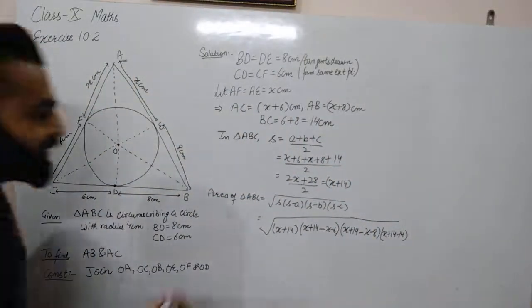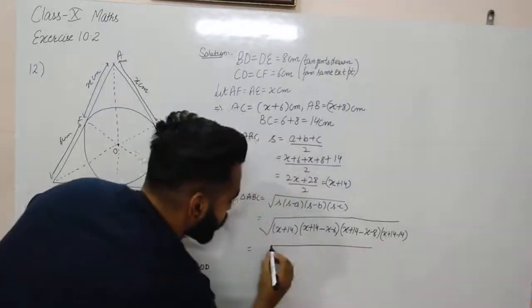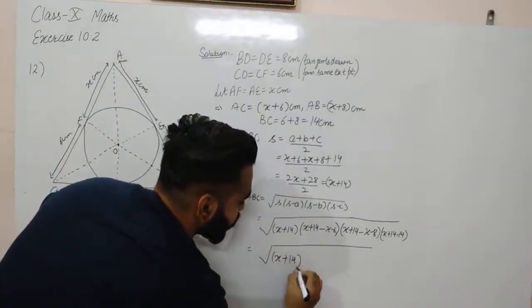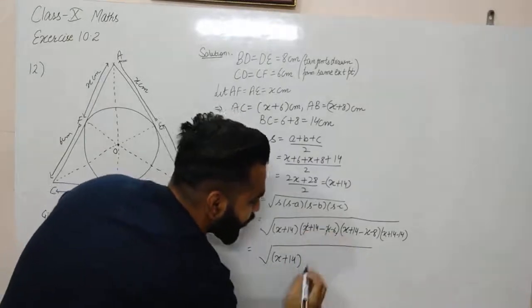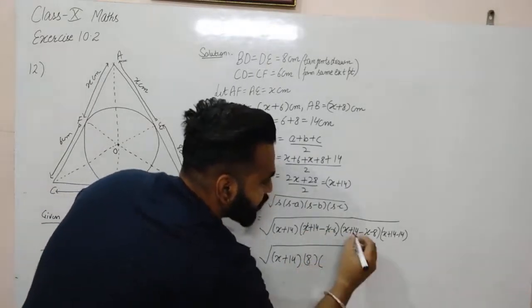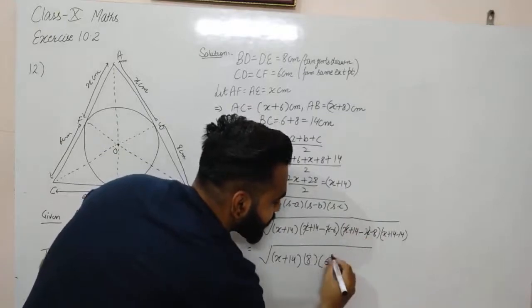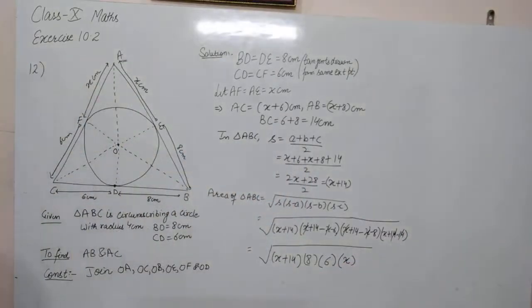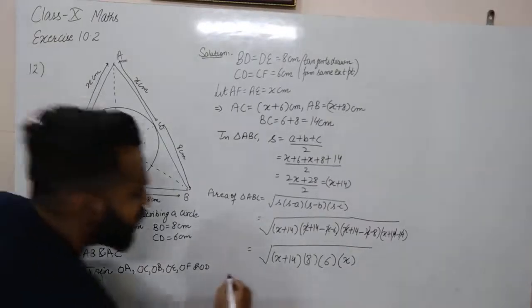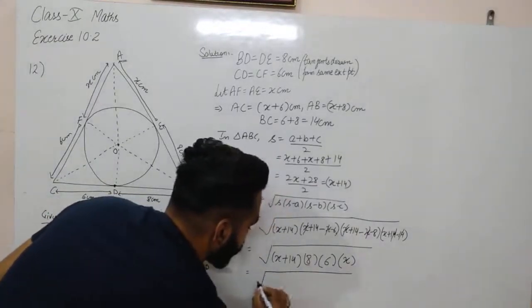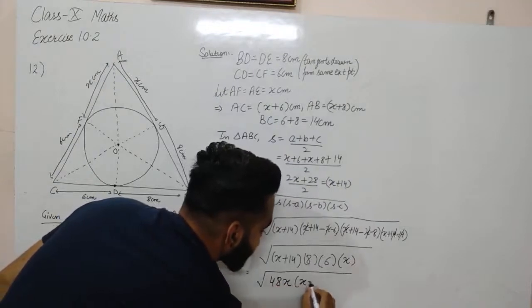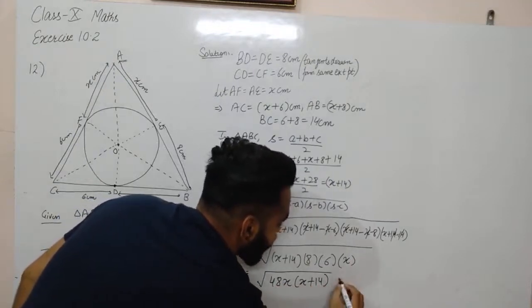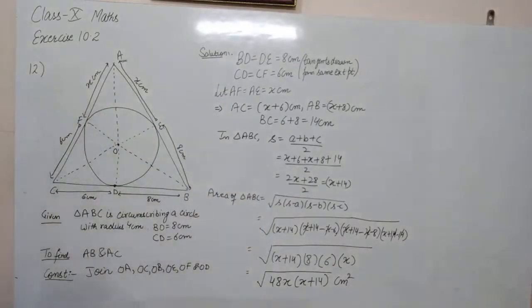Now we can see that this will become x plus 14 into, this x will cancel out, 14 minus 6 is 8; this x will cancel out, 14 minus 8 is 6; and this 14 will cancel out, this will be x. Clear? So this will become root of 48x into (x plus 14) centimeter square. So this is the area of the whole triangle ABC.